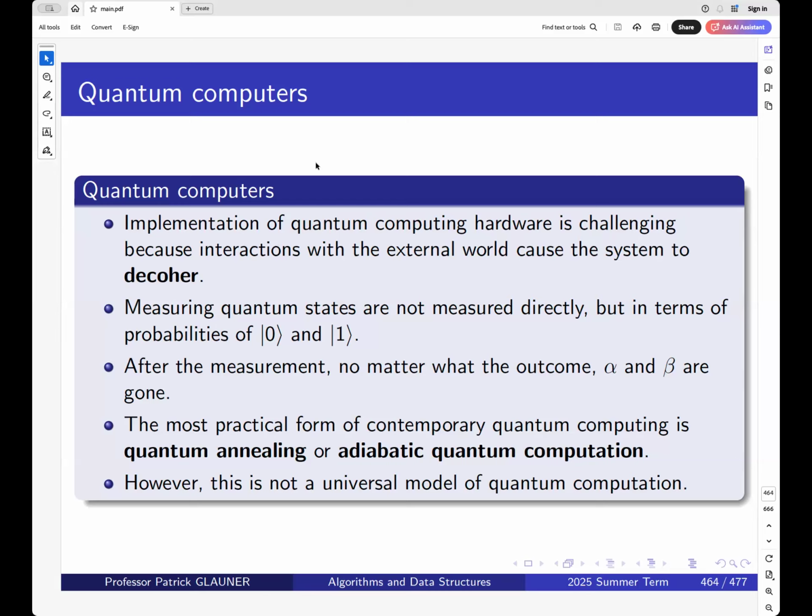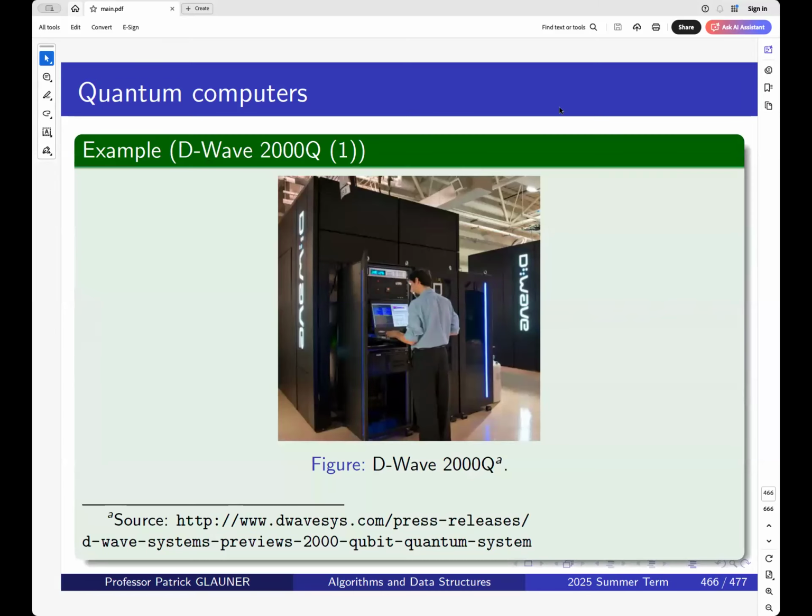There are various streams in quantum computing. And there is one approach which is a bit simpler. It's called so-called quantum annealing or adiabatic quantum computing. It's not a universal model of quantum computing, but it's a more constrained approach. But a company called D-Wave has made progress with this in the last 10 to 15 years. And they have started to sell quantum computers before IBM started to sell universal approaches. D-Wave implemented so-called adiabatic quantum computing or quantum annealers.